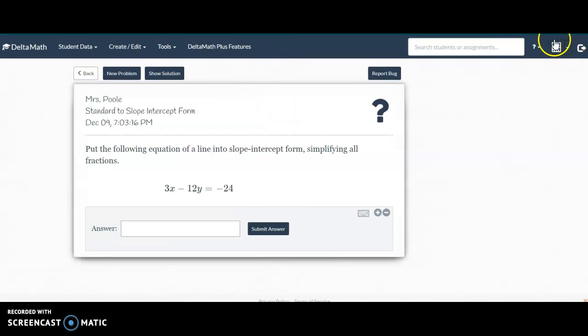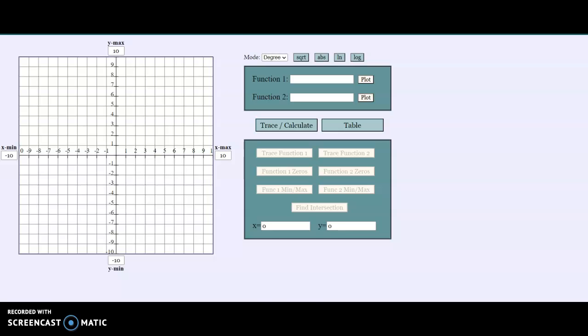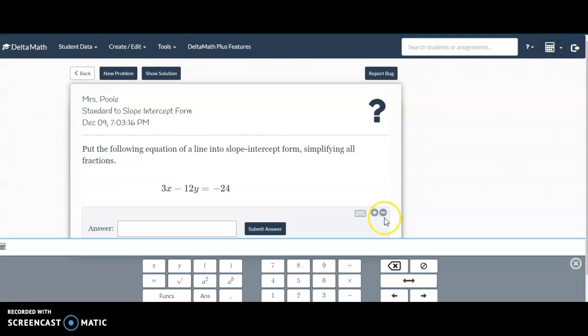Also, let me make this widescreen. There's a calculator over here, a graphing calculator that you can use. You can use a scientific calculator down here. Okay, so you guys have resources. So get to it. If you have any other questions, don't be afraid to ask.